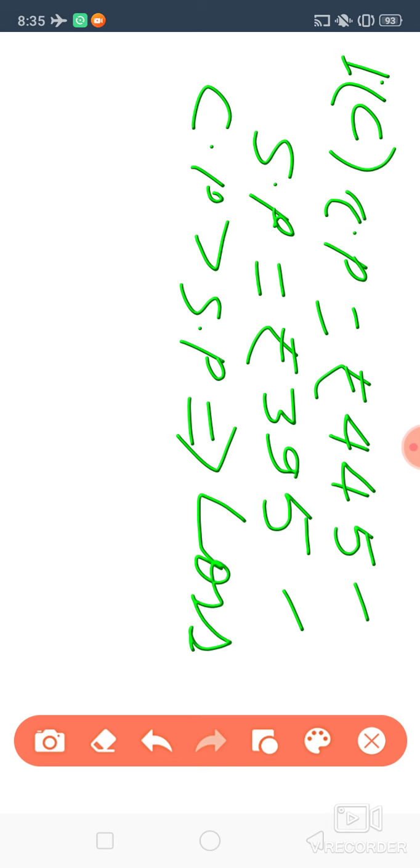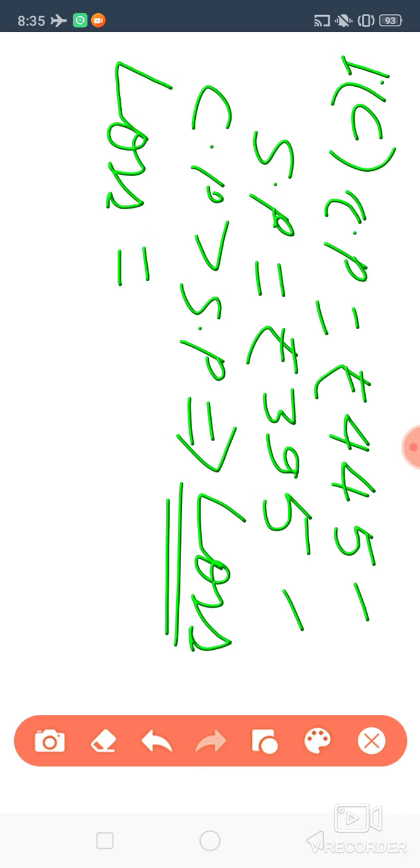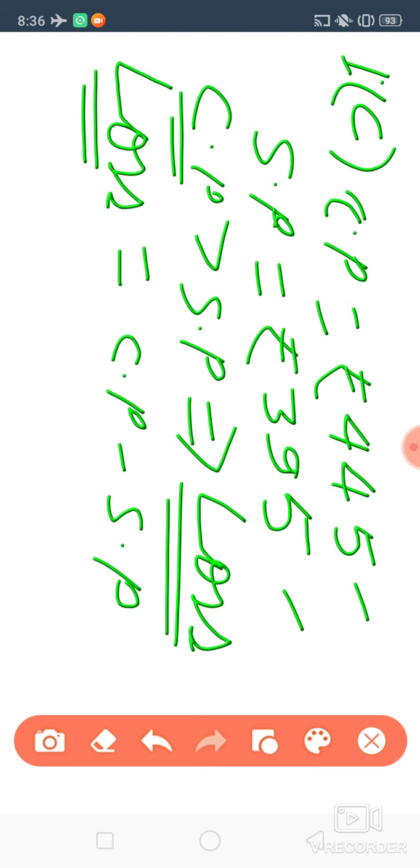I have explained this part to you. So there is a loss, but how much loss? So we have to find how much loss. So loss is equal to what? CP minus SP. Okay, so simply whenever there is loss or profit, always whichever is greater, CP is greater, so CP minus SP. If SP is greater, then SP minus CP. Okay, so CP is greater, so CP minus SP.